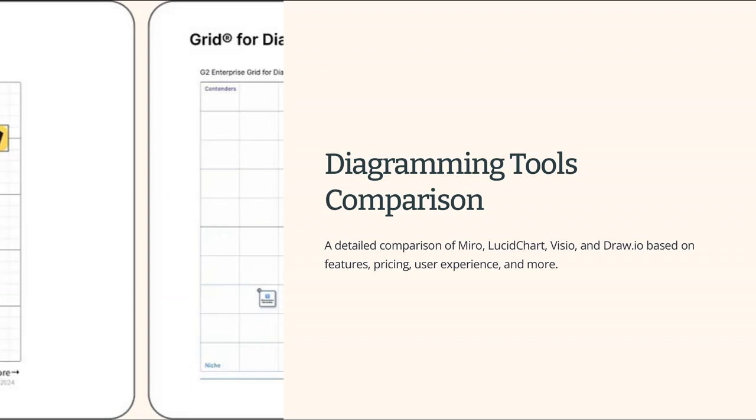Welcome to our detailed comparison of four popular diagramming tools: Miro, LucidChart, Visio, and Draw.io. These tools are widely used for creating flowcharts, process diagrams, organizational charts, wireframes, and more. They all provide a range of features and functionalities that can be beneficial to different types of users. In this video, we will be evaluating these tools based on their features, pricing, user experience, integrations, performance, security, support, scalability, and ideal users.